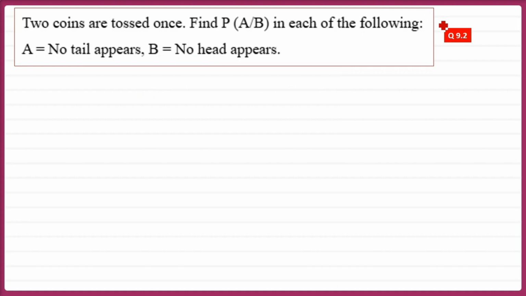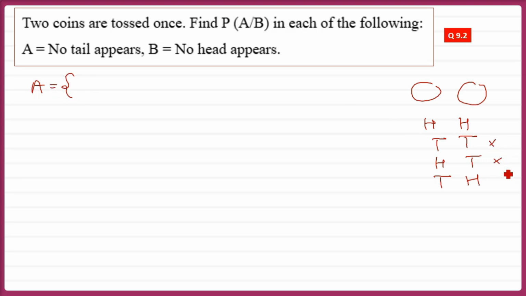Now two coins are tossed once. Find P(A|B) in each of the following. So we have two coins again. And what is the sample space? Both can turn up head. Both can have tails, one head, one tail, and one tail and one head. Now I'm not writing A and B now because these are the repeated questions of two coins being tossed. A is no tail appears. So there is no tail. When there is no tail, these three possibilities cannot come. Only head and head can come because only head and head has no tail. So number of elements in A is only 1. This should be in bracket.